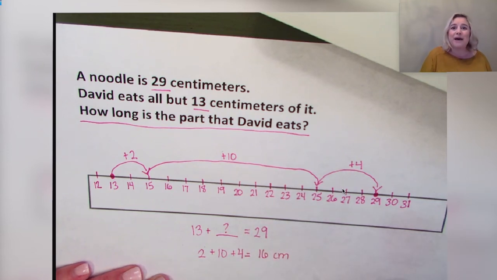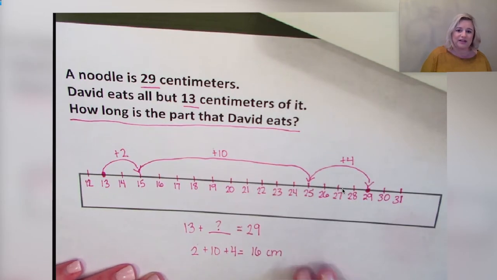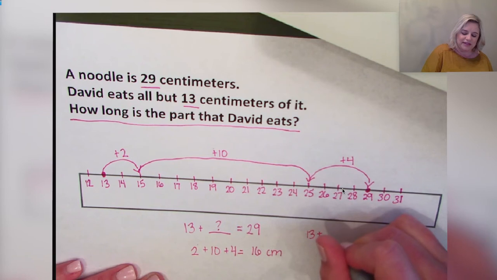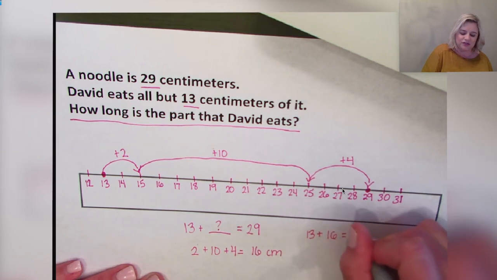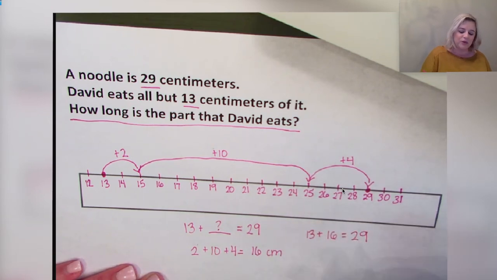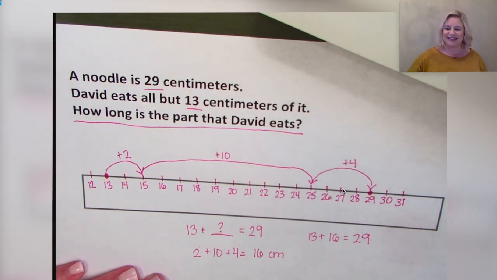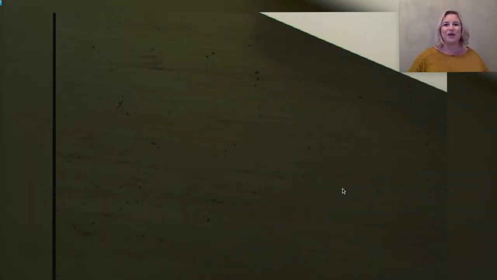So how many spaces did we move? 16, very good. We're on a roll. Now we can put 16 into our missing equation, our missing add-in. 13 plus 16 equals 29. So we figured out the missing part was 16 centimeters. We are on a roll. Let's continue practicing. Read this next problem with me.